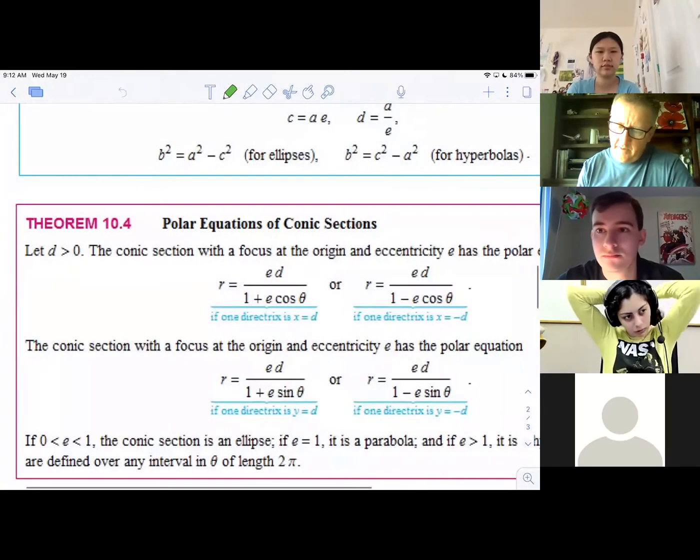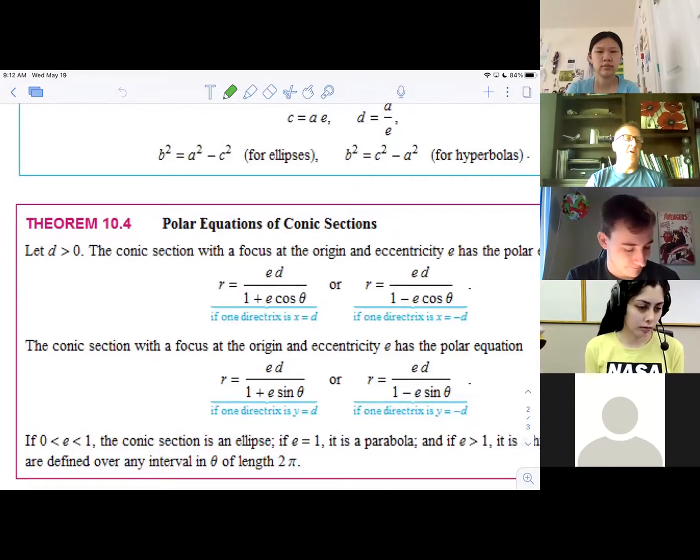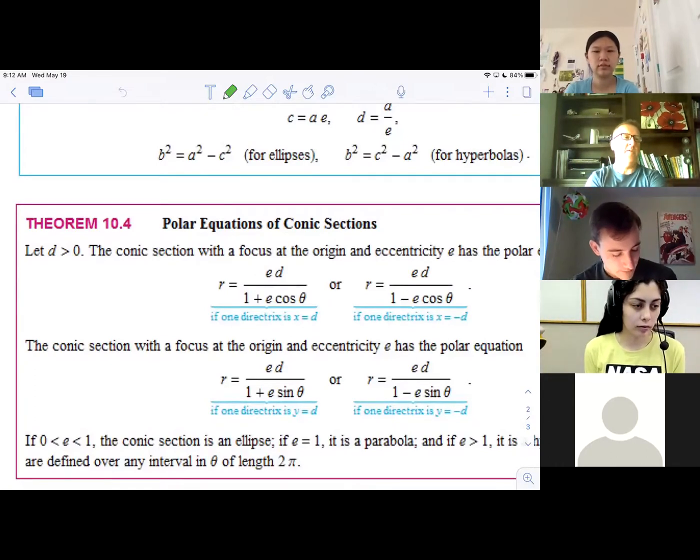Wait a second. All conics. How come there's 4 equations? I just said it was all of them. How come there's 4 of them? Well, they're almost all the same, or at least they're close to the same. But why is there 4 of them?